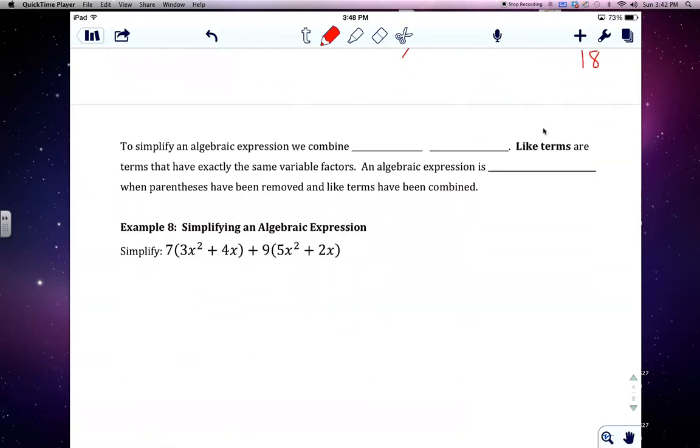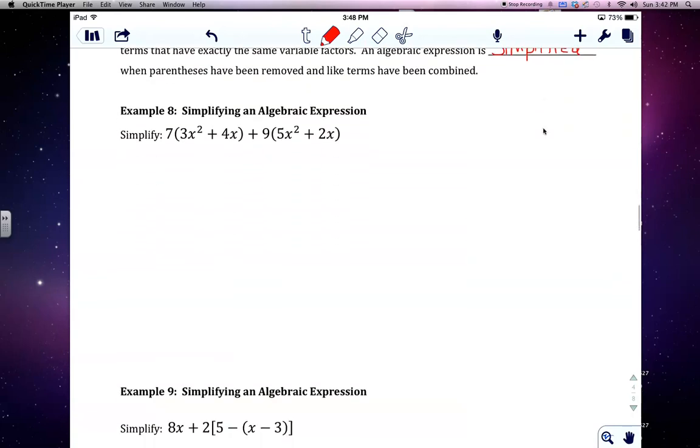Okay, to simplify an algebraic expression, we combine like terms. An algebraic expression is simplified when parentheses have been removed and like terms have been combined. Here's a great example of when I cannot do the order of operations. Because I look at the order of operations and I try to add this to this and this to this. Well, you can't add 3x squared plus 4x because they're not like terms. They have different variable parts. One has an x squared on the variable part and one has just an x. So we can't add those together.